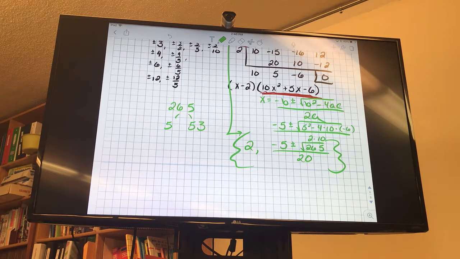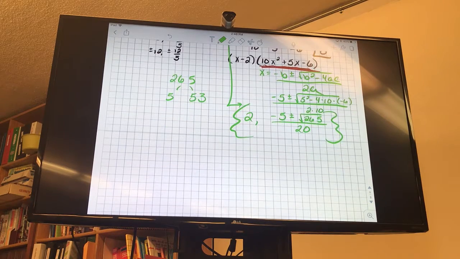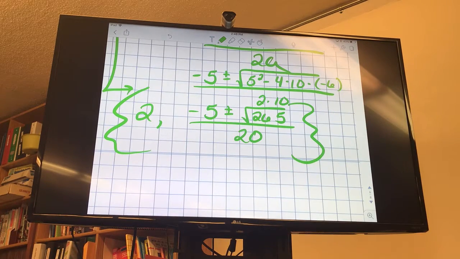Wait, what's the second one? Oh, it's plus and minus. Will we be able to find the exact? You could find the exact. You could find an approximate, if that's all you care about.